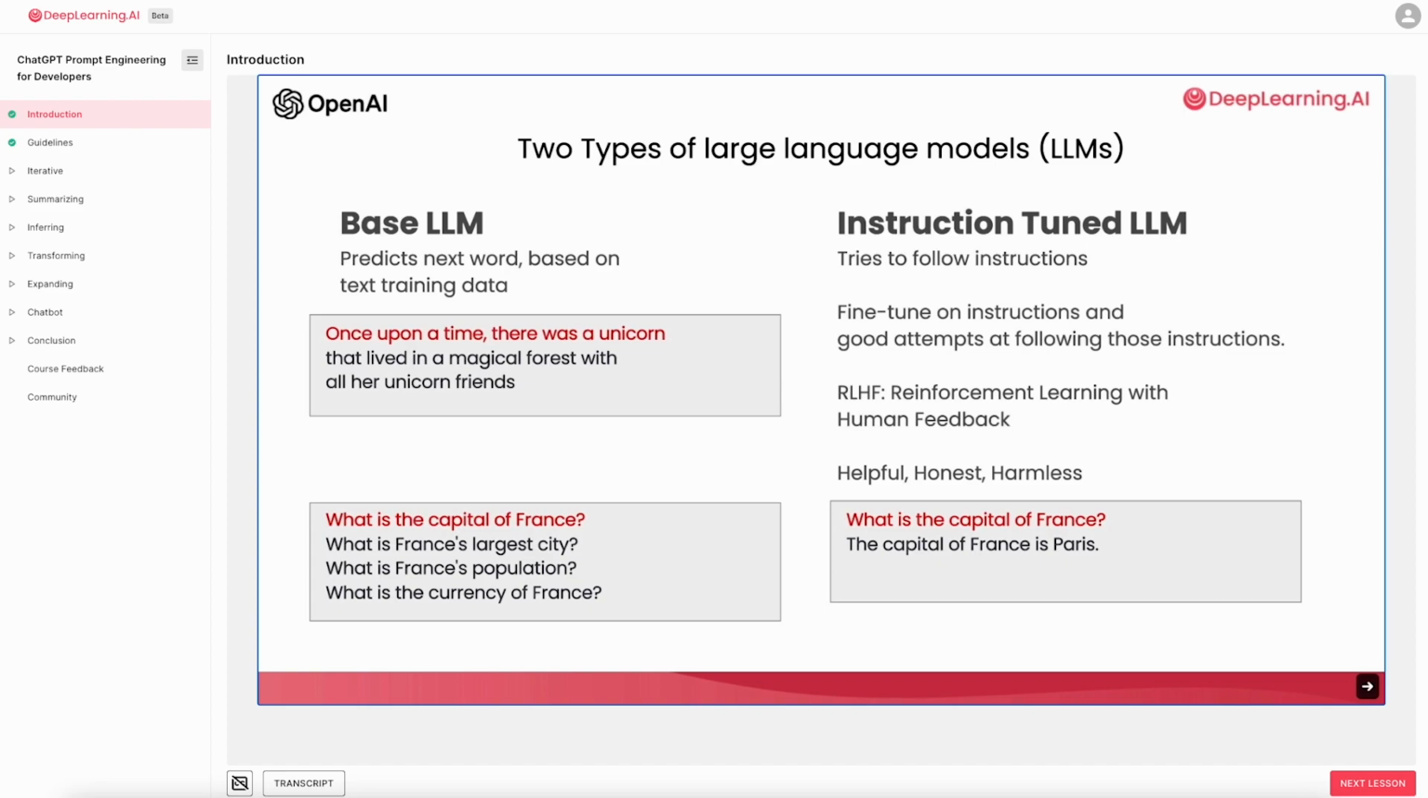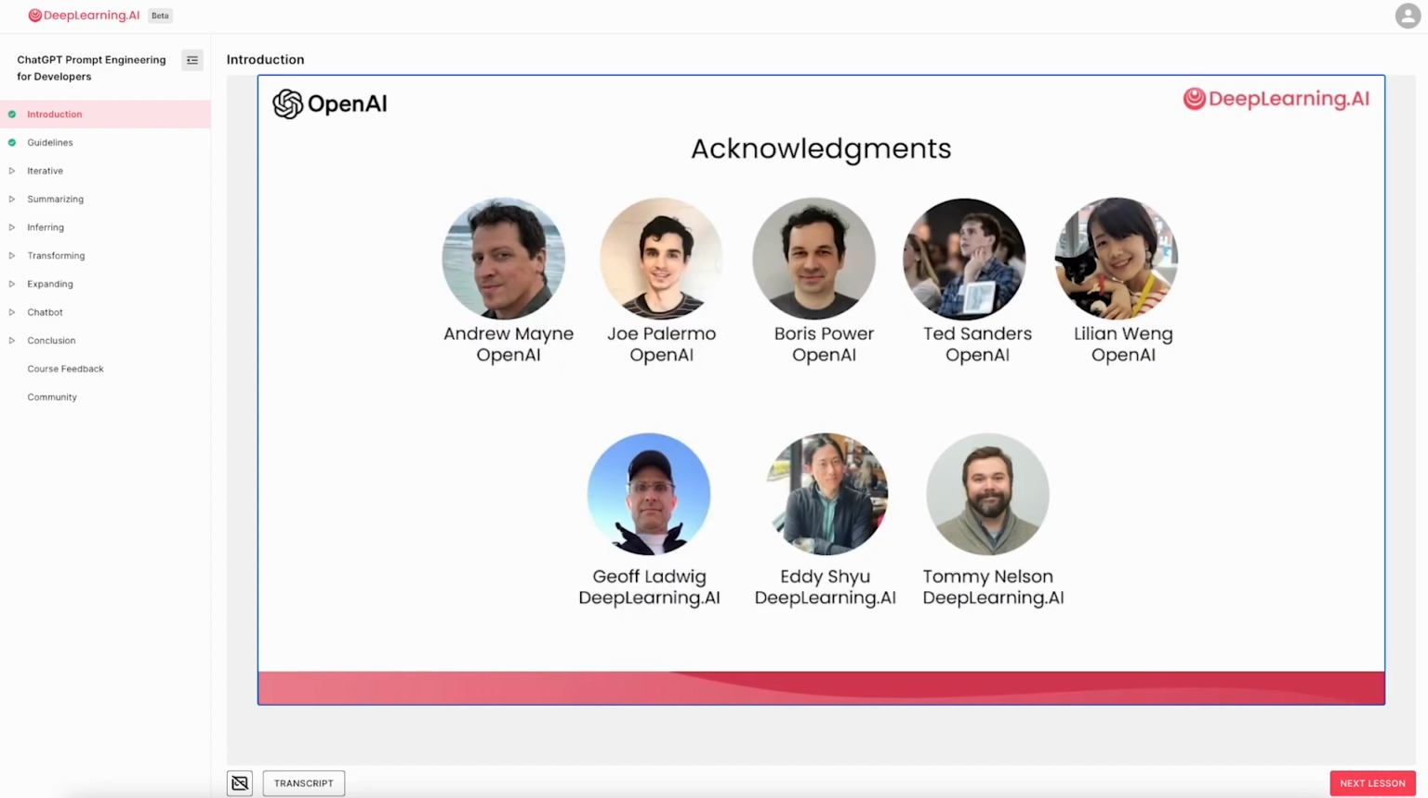Before moving on, I just want to acknowledge the team from OpenAI and deeplearning.ai that had contributed to the materials that Isa and I will be presenting. I'm very grateful to Andrew Mayne, Joe Palermo, Boris Power, Ted Sanders, and Lilian Weng from OpenAI that were very involved with us brainstorming materials, vetting the materials to put together the curriculum for this short course. And I'm also grateful on the deeplearning.ai side for the work of Geoff Ladwick, Eddie Shu, and Tommy Nelson.